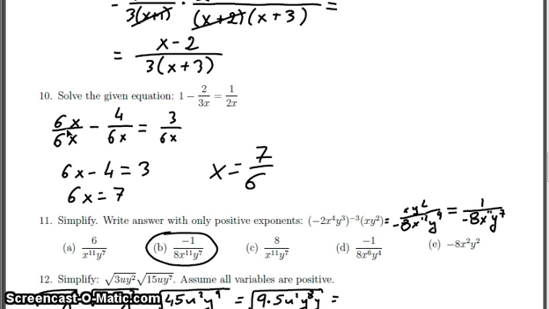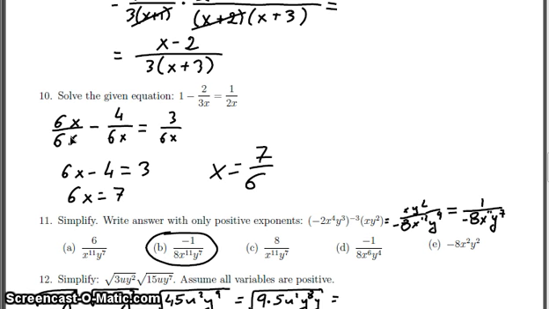And that's what I did. So 1 becomes 6x over 6x. The second rational expression becomes 4 over 6x, and the last one, the one on the right hand side, is 3 over 6x. So then when you add it all up, you're going to have (6x - 4) divided by 6x is equal to 3 divided by 6x.